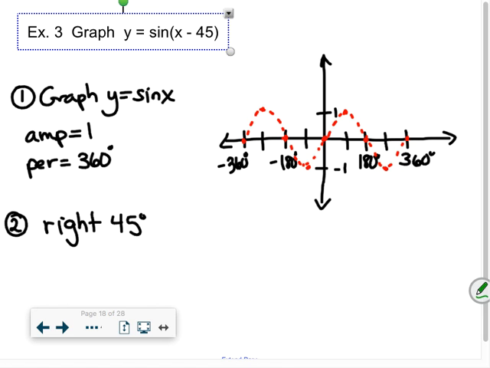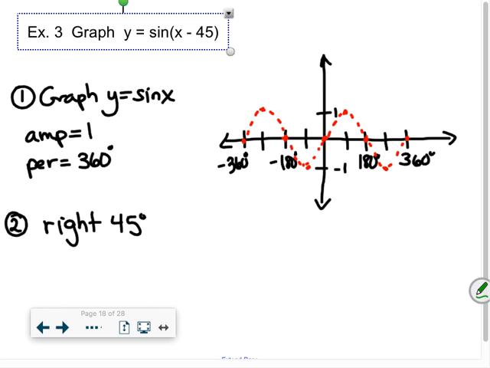Alright, well we have a problem here. What does one tick mark represent on this graph? 90 degrees. And I need to go right 45 degrees. So, related to tick marks, what is that? Half of a tick mark, okay? Do you understand that? If one tick mark's 90, and I want to go right 45, I'm going to take every point and move it half a tick.